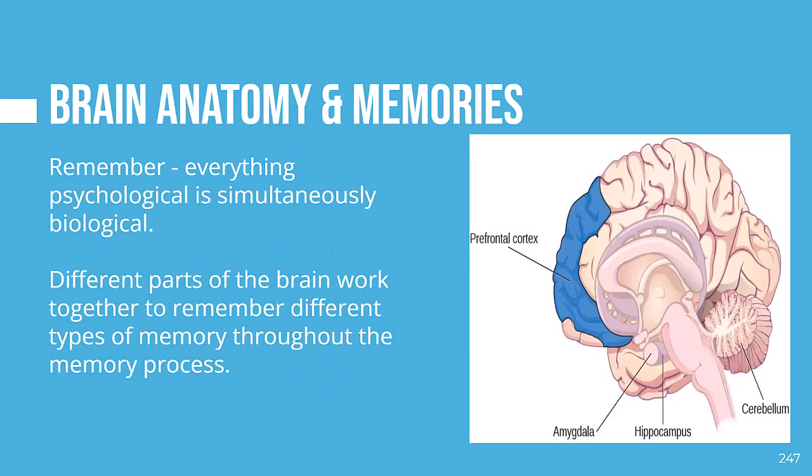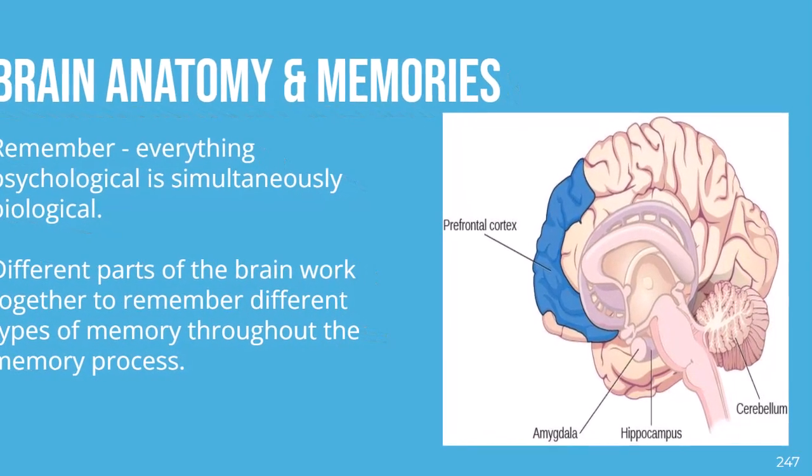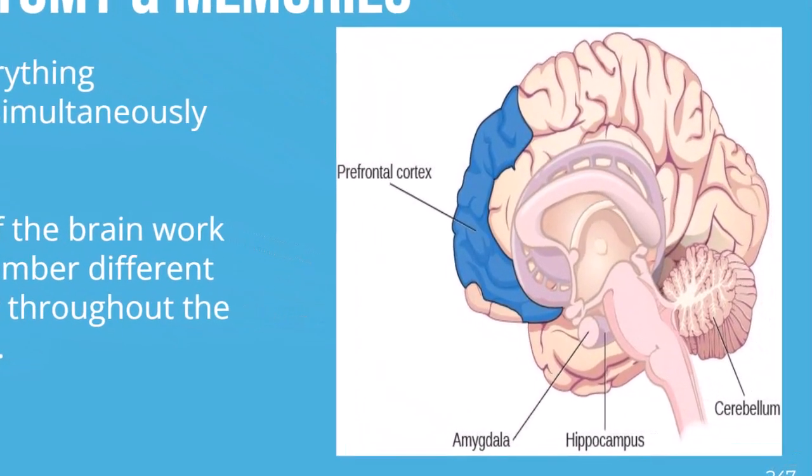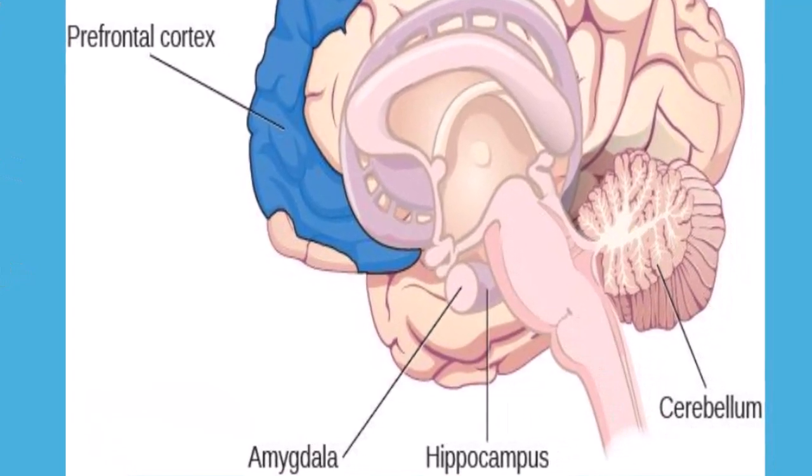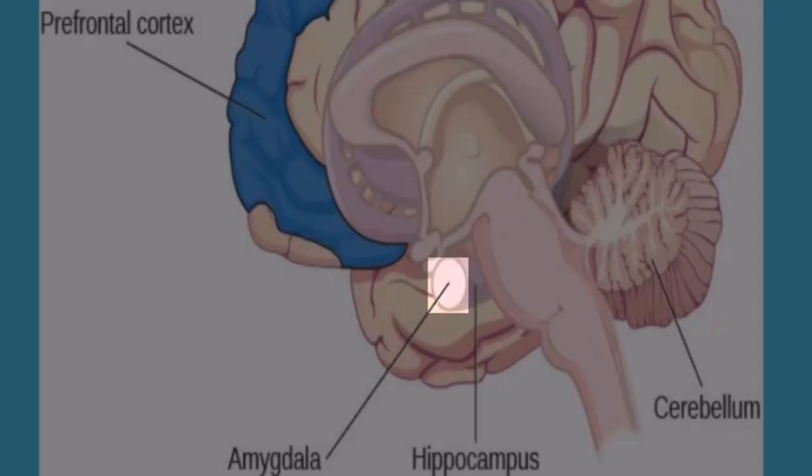In earlier videos, we looked at the role of biology in the field of psychology. Remember, everything psychological is simultaneously biological. Different parts of the brain work together to remember different types of memory throughout the memory process. The amygdala, which is part of the limbic system, is involved in fear and fear memories.